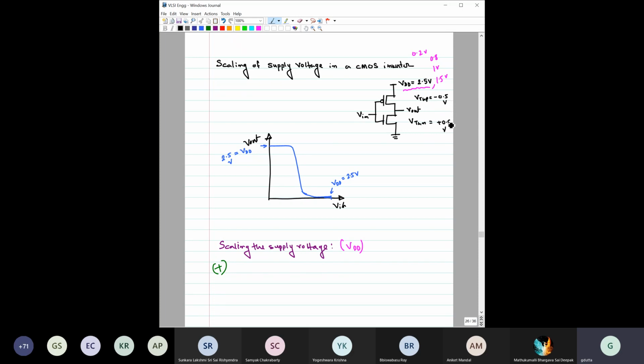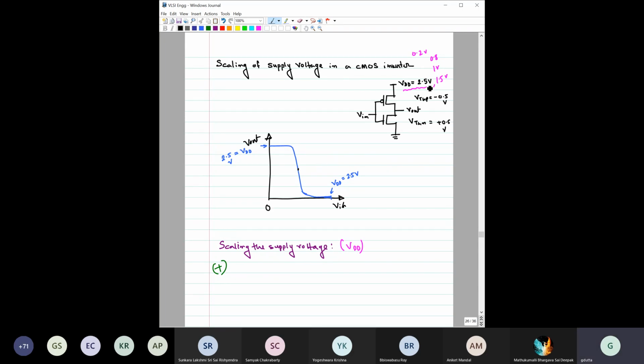That you should know by this time, right? Okay, so the VTC for this case would look something like this, and say we have designed it such that the VT would be nearly equal to half of this VDD. So we will get a VTC which is almost like this, no? Right. Now, here is the question.